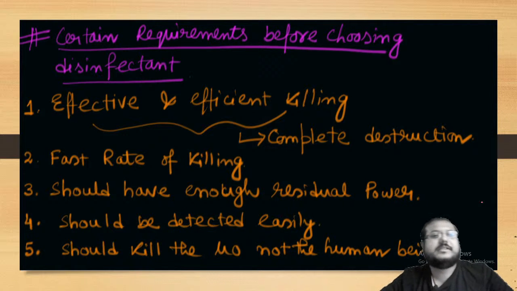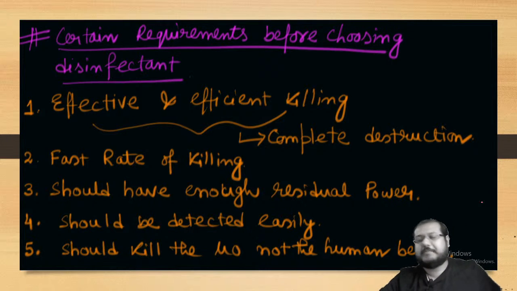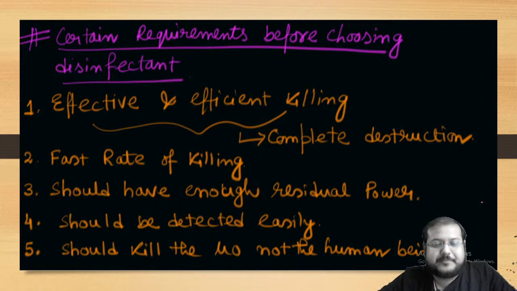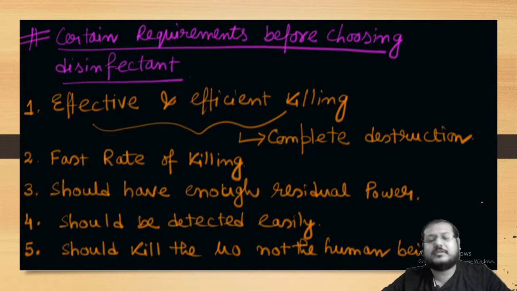So I am repeating once again: effective and efficient killing, that means the complete destruction; fast rate of killing, a quick killing process; should have enough residual power, that means it should save the water from further contamination during the distribution process; should be detected easily. Otherwise the process will not be complete, because if you are spending more time just to detect it, it is not a good process. And it should kill the microorganism, not the human being.